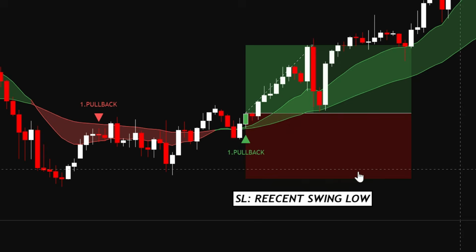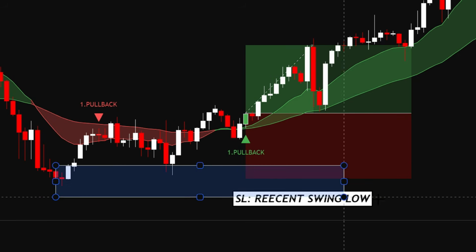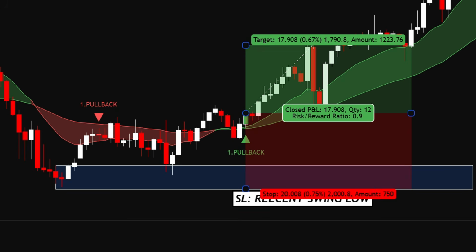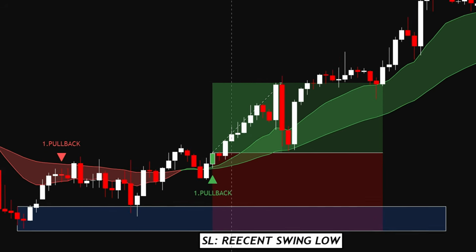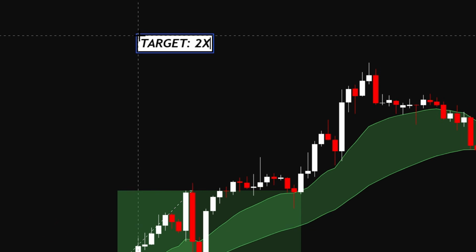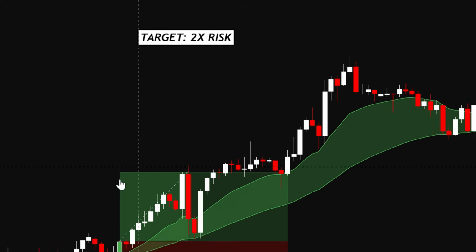In my opinion, after all these years of trading, the best spot for a buy position is always gonna be slightly below the recent swing low. That gives the trade room to breathe, but it protects your capital. And finally, a safe risk to reward ratio to exit the trade and profit is 1 to 2. So, if you're risking $10, you're targeting $20. Simple as that.